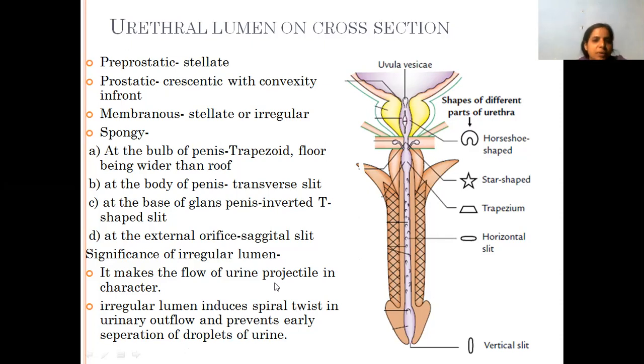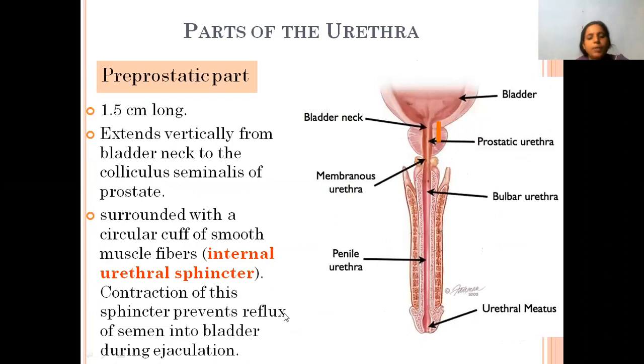Now each part of the urethra: the pre-prostatic part is 1.5 centimeters long. Only one point I want you to remember is that at this point we have a muscle modification, where smooth muscle modifies to form a sphincter, the internal urethral sphincter. This sphincter tightly closes during the process of ejaculation, which is a part of sexual intercourse.